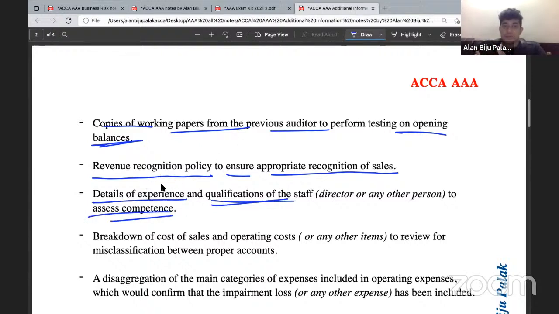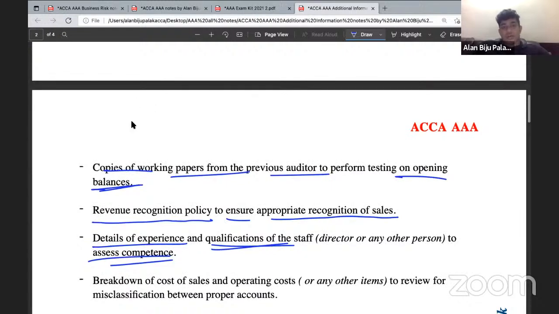What is the additional information you are requesting here? You are requesting details of experience and qualification of the staff. So you replace the staff with finance director. For what purpose? To assess their competence. So this will be the additional information you will be requesting there. So the additional information is all about like this. You will be requiring some set of documents or information.